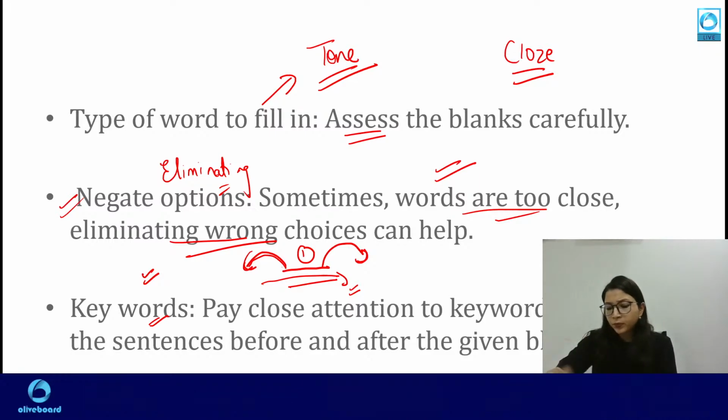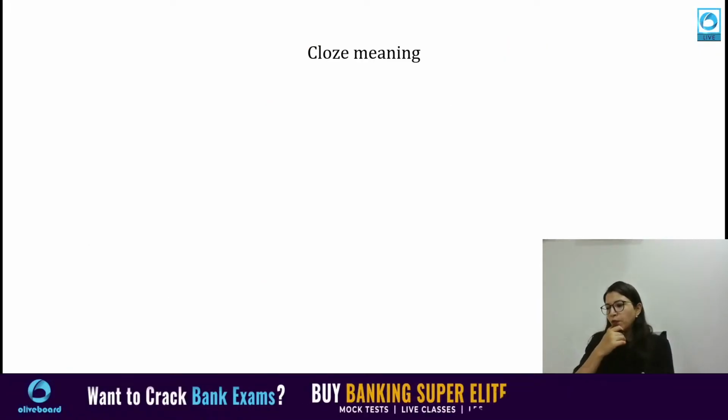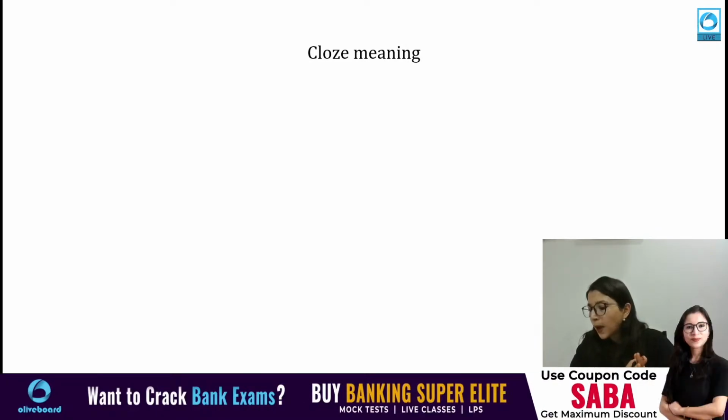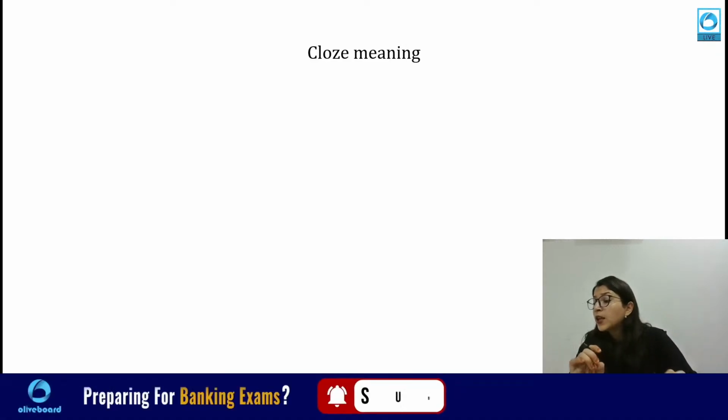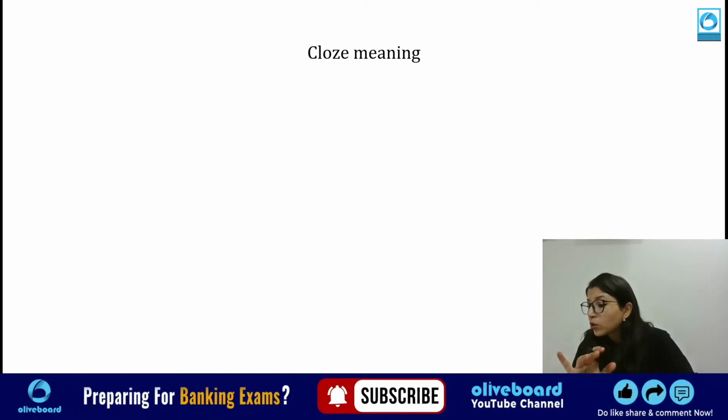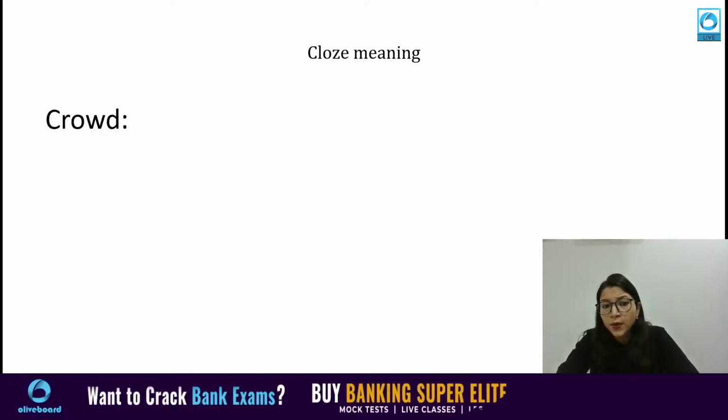Clear to everyone? See, I'm giving you one example. What do I mean by a cloze test? Like I told you, even you have to see the difference between two synonyms also. कि दो synonym के बीच में भी आपको differences देखने पड़ सकते हैं. So what does this mean? Just one idea I'm giving you.